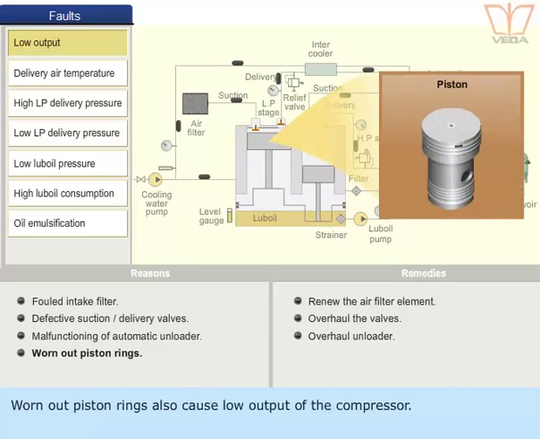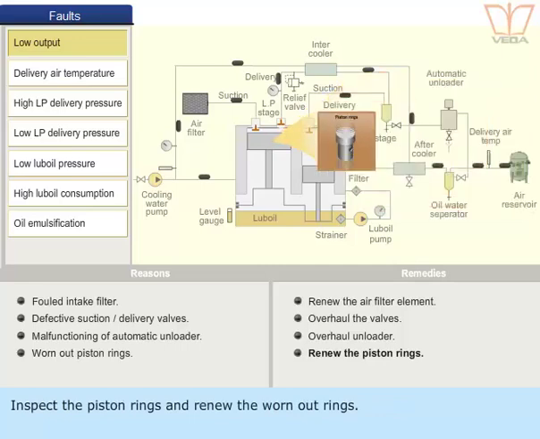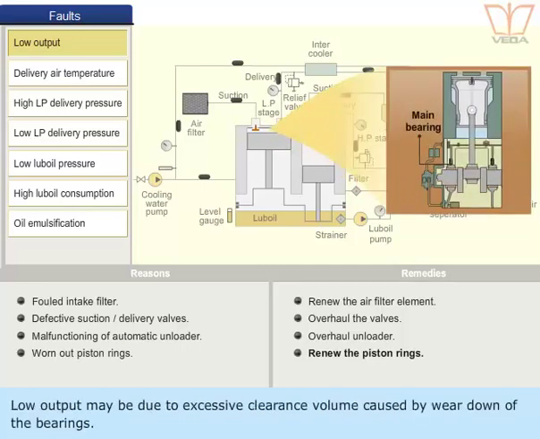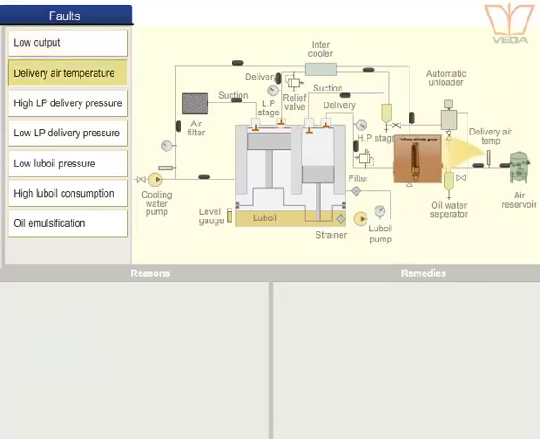Worn-out piston rings also cause low output of the compressor. Inspect the piston rings and renew the worn-out rings. Low output may be due to excessive clearance volume caused by wear down of the bearings. Measure the bearing wear down and renew the bearings whose wear down has crossed the limits.